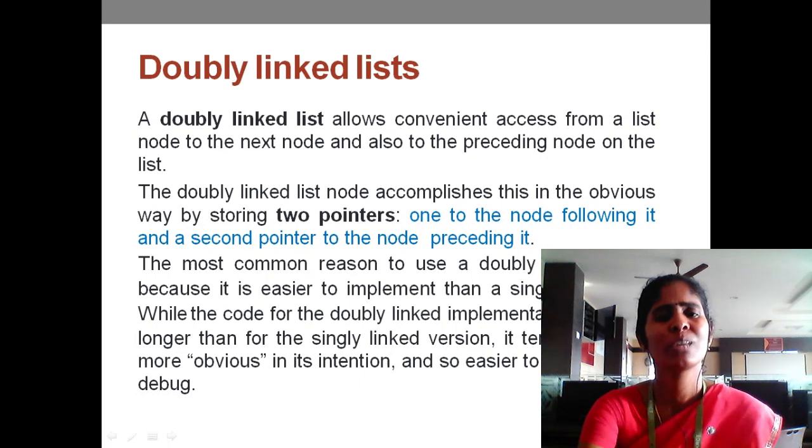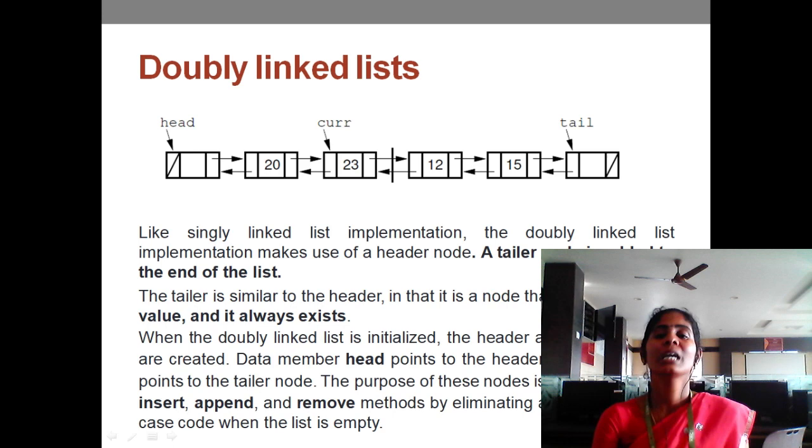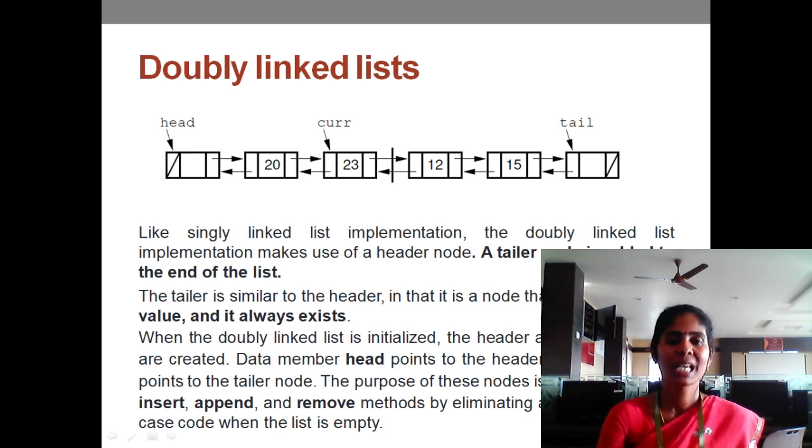Then we are going to see the doubly linked list. We have 2 pointers over here. This is the simple diagram. One pointer is pointing to the previous node, another pointer is pointing to the next node. That is the preceding node and the successor node.